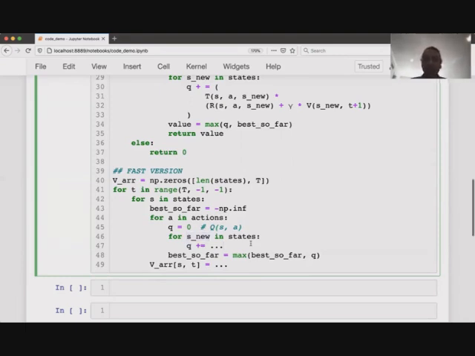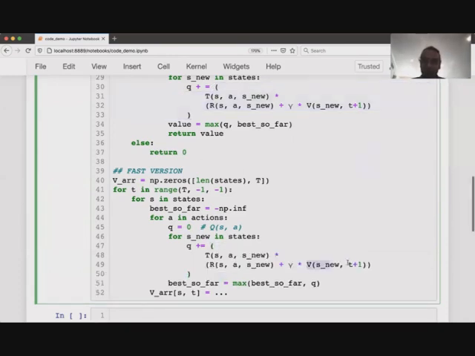And what am I adding? It's exactly the same thing that I added up here, right? So I can almost copy paste this here. The only difference is that instead of calling this function recursively, I'm just going to look at my array, and I'm going to look at the array for the new state at time t plus 1, right? So actually, that means I need to start at T minus 1, right?